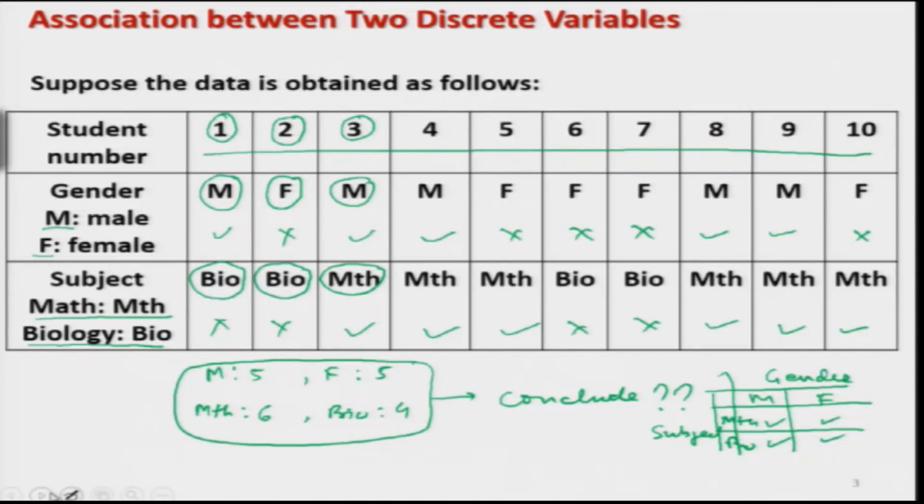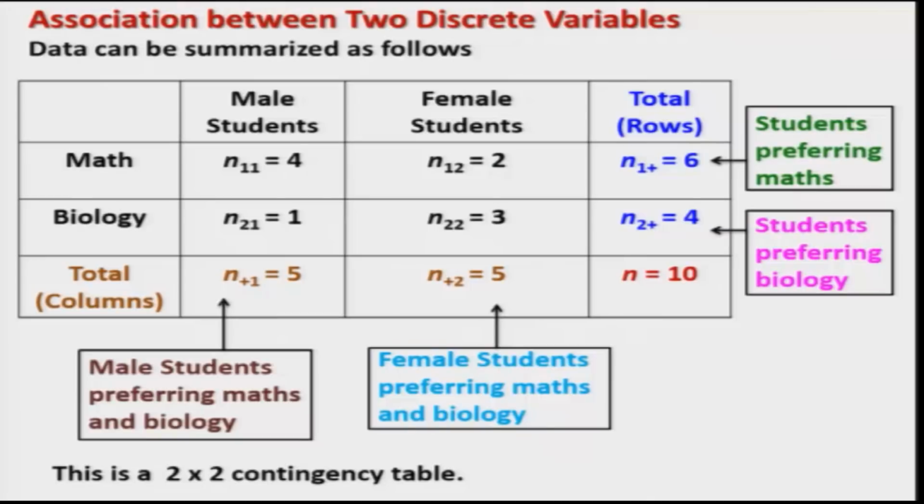So you can see here that in this case the number of males who are choosing mathematics is number 1, number 2, number 3 and number 4. And the males who are choosing biology is here in the first student only. And similarly, the female students who are preferring maths, they are here 1 and 2. And similarly, we collect the other data also, and all this data is compiled here in such a table.